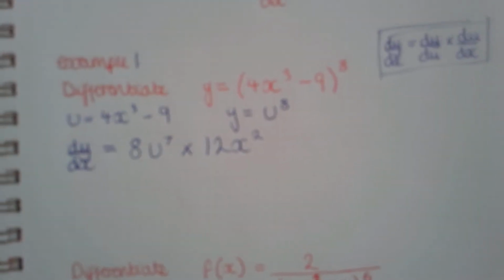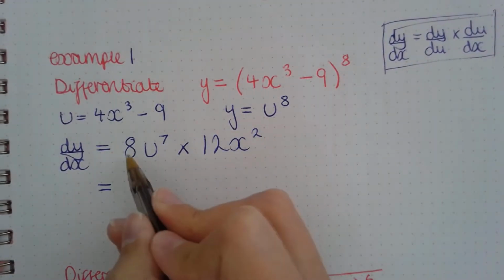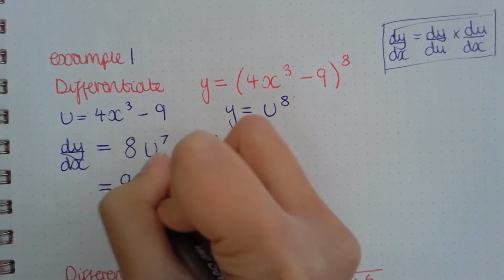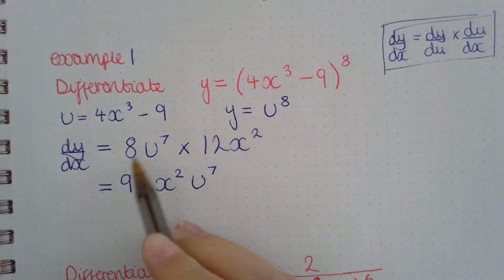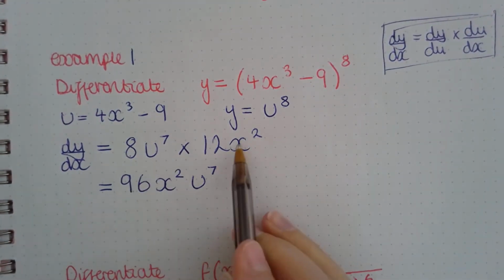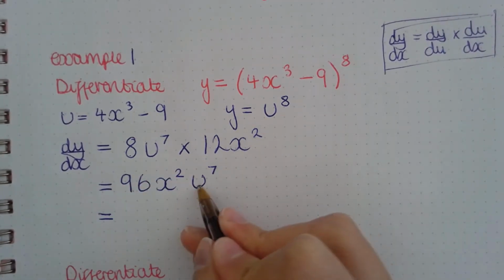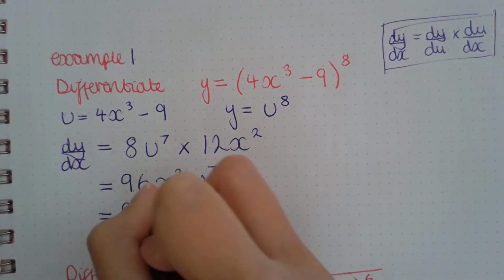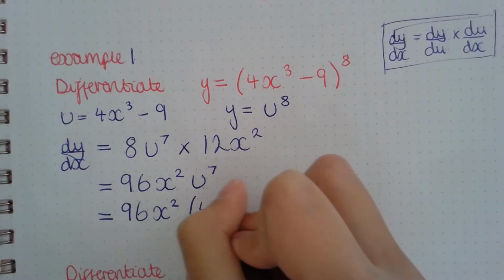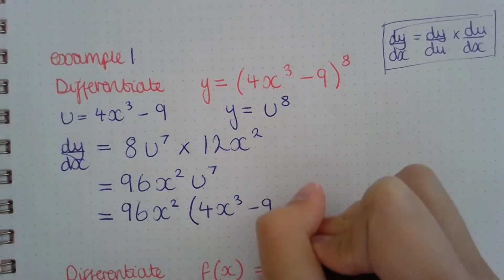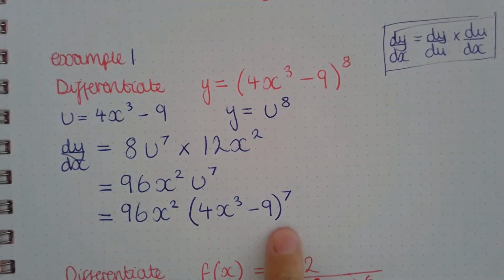It's gone a bit blurry, sorry. Then I would end up getting 8 times 12 is 96x squared u to the 7. I've just simplified that: my 8 times my 12 is 96, my x squared is here, and u to the 7 is there. Our final step is just replacing u with what it was before. So we end up getting 96x squared, brackets, replace my u, so (4x cubed take 9), all to the power of 7. That is my differential.